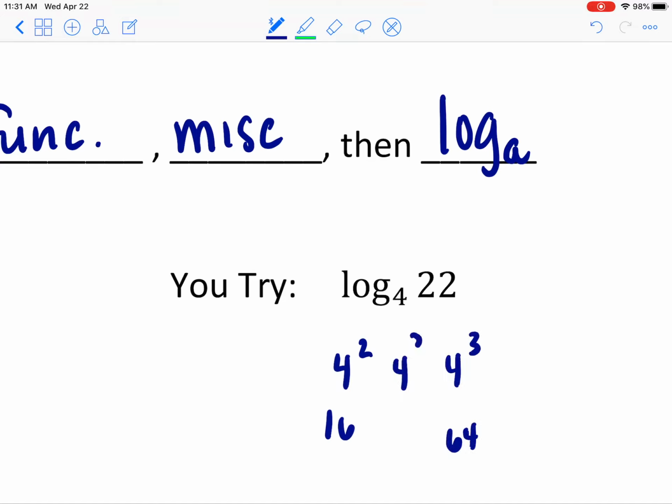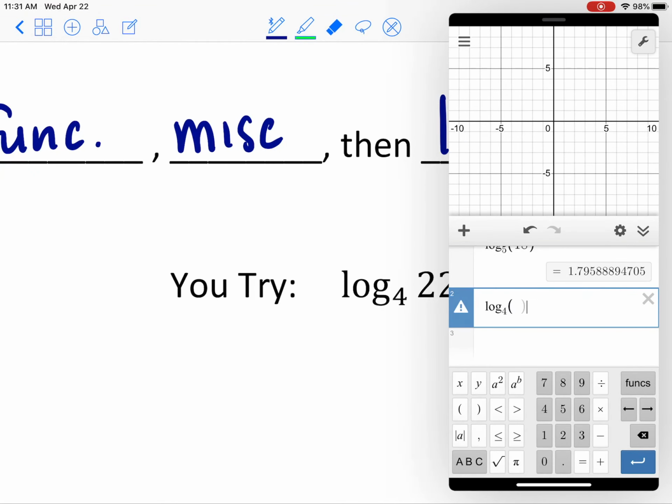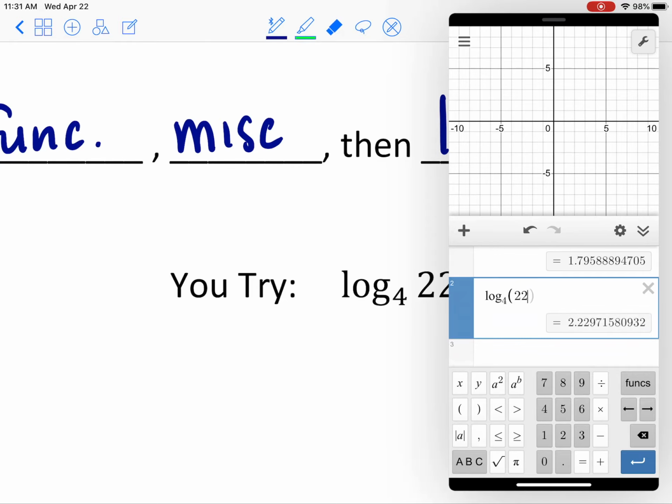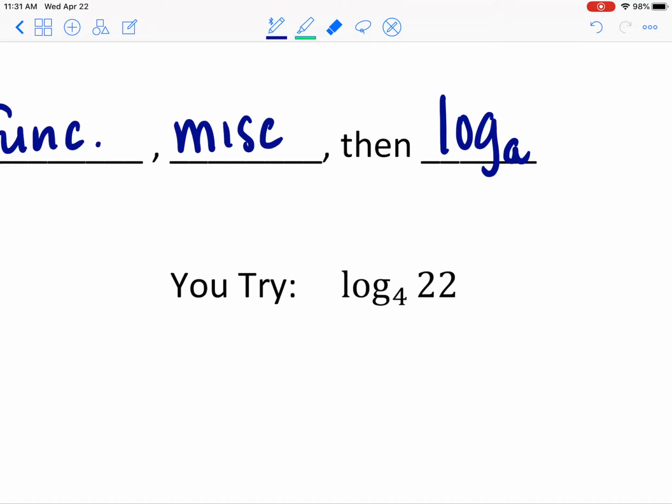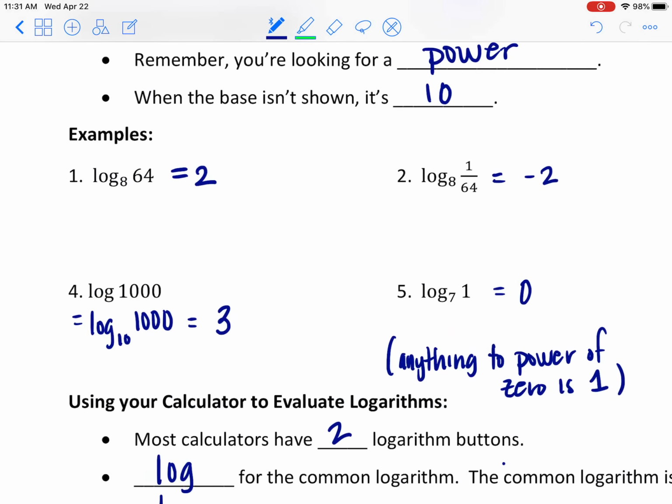Okay, let's try this one again. No exact power of 4 is going to make 22. Now I know that 4 squared is 16, and I know 4 cubed is 64. So I know that the power I'm looking for here is going to have to be between 2 and 3. But to get that power, I'm going to have to go to my calculator. So log base 4 of 22 is about 2.2-ish. So let's say this is about 2.2.